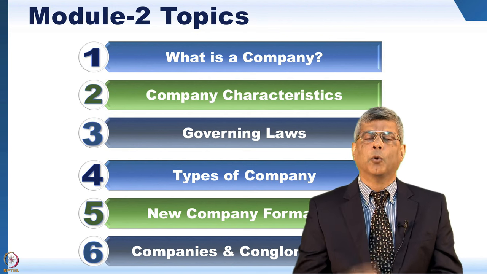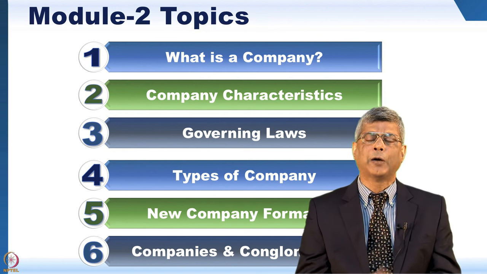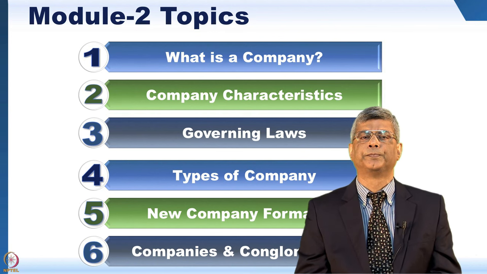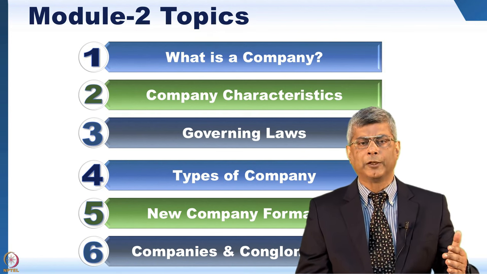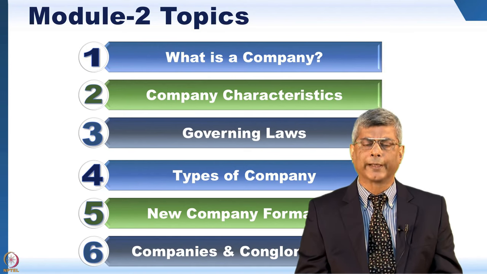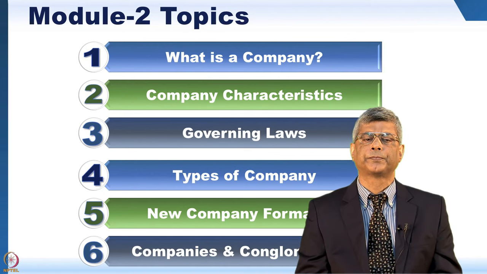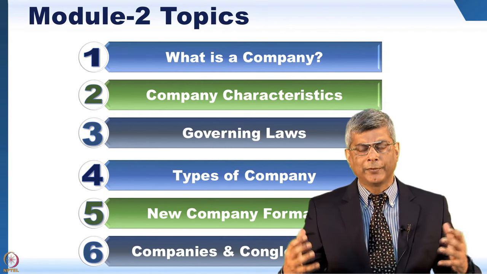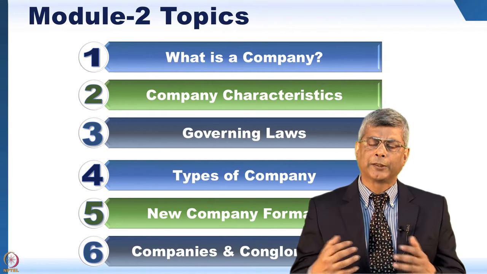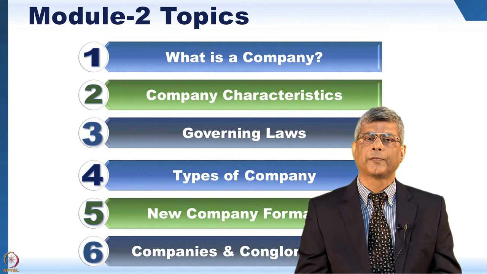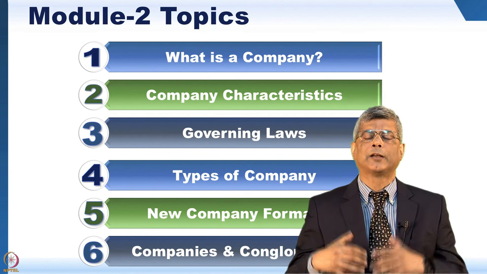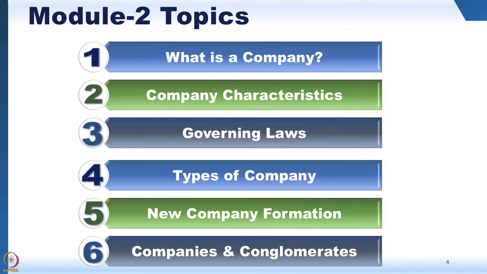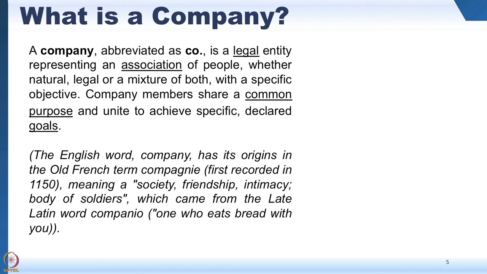Today's topics are, what is a company? How did they start? What are the characteristics of a company? What are the governing laws for a company? What are the different types of companies? You will see that there are many different types, some legal and some structural. And then, what is a conglomerate, which is a collection of companies under one structure? So let's start with the first topic, what is a company?